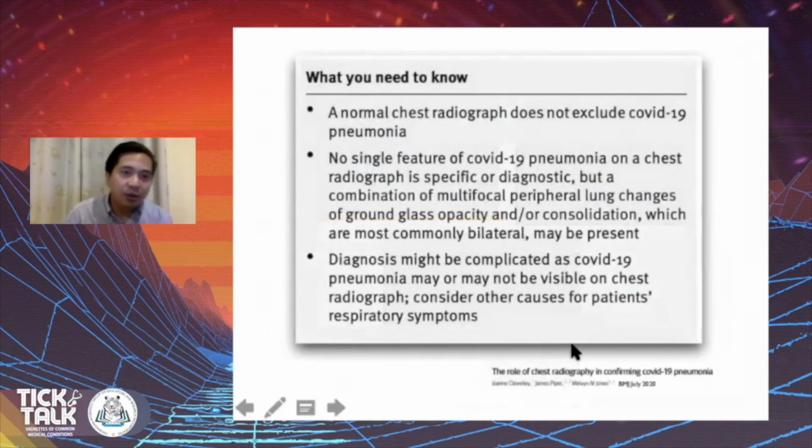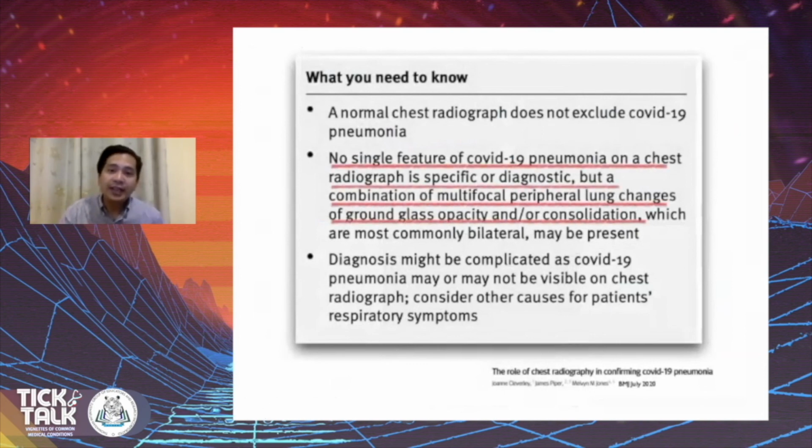Okay, what we need to know, a normal chest radiograph does not exclude COVID-19 pneumonia, and no single feature of COVID-19 pneumonia on a chest radiograph is specific or diagnostic, but a combination of multifocal peripheral lung changes of ground-glass opacities and/or consolidation, which are most commonly bilateral, may be present.